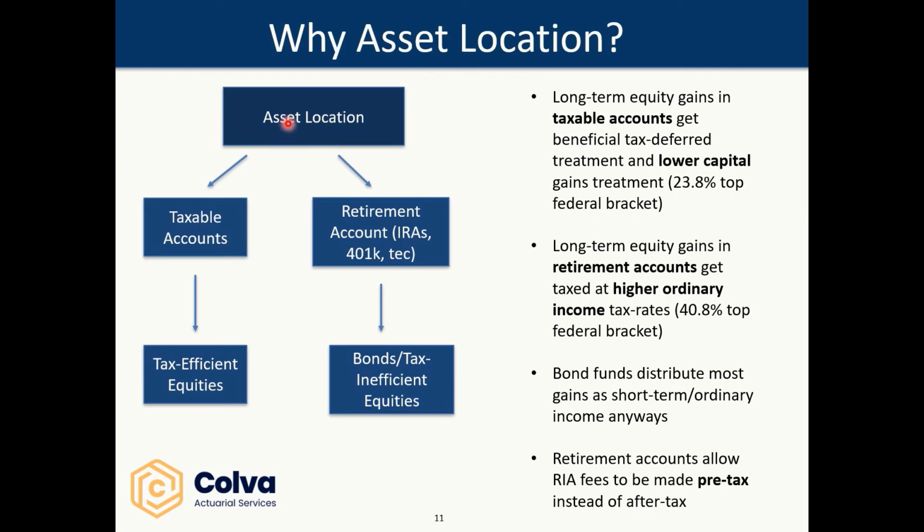All asset location really is, is putting tax-efficient equities into taxable accounts, and bonds and tax-inefficient equities into retirement accounts like your IRAs or 401(k)s. You might say, what is the benefit of doing this? The reason is that long-term equity gains in taxable accounts, so tax-efficient equities, get beneficial tax-deferred treatment and lower capital gains treatment. At the top rate for high net worth clients, that's 23.8% on long-term capital gains. However, long-term equity gains in retirement accounts get significantly higher ordinary income tax rates.